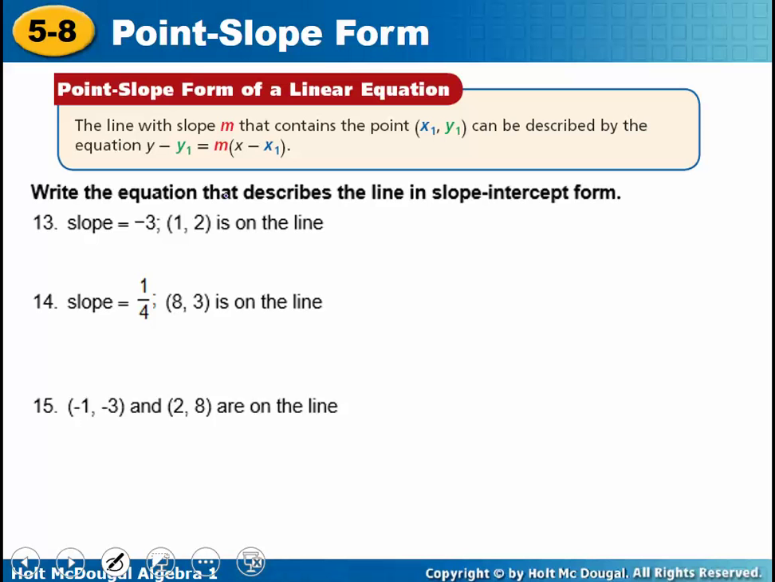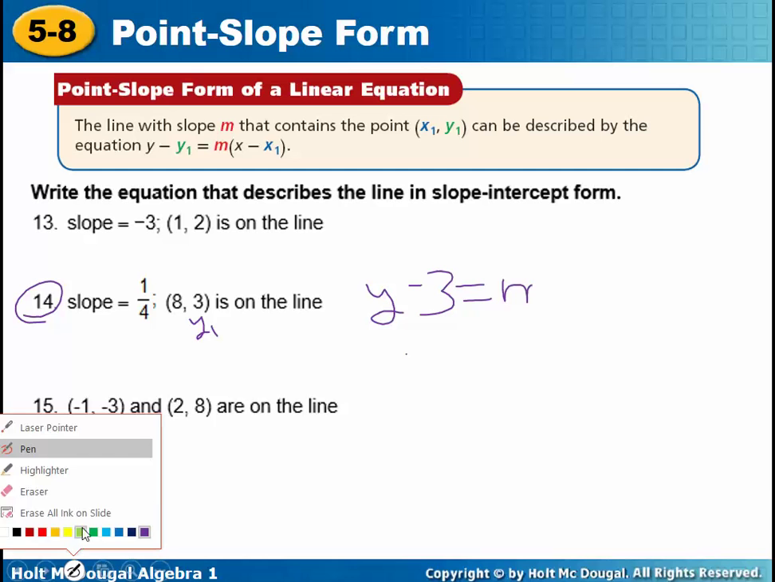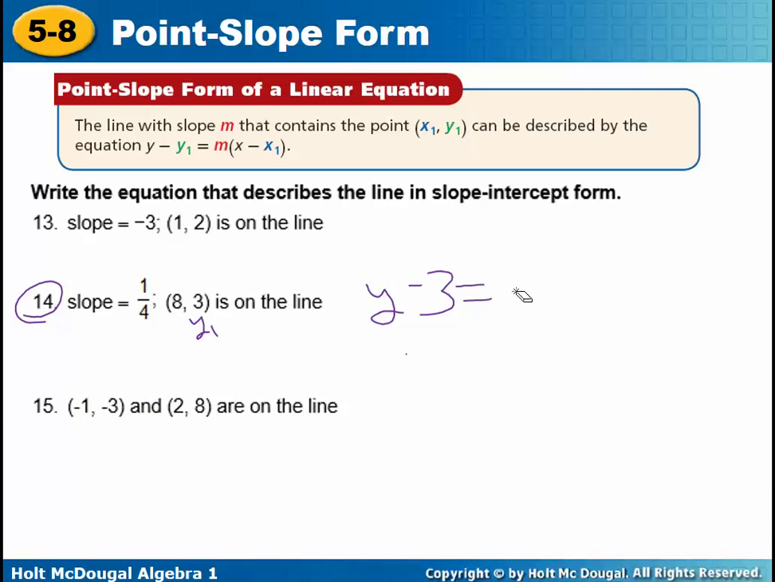Here's your examples from your worksheet, so you're going to do these same steps. Let's look at number 14 together. So again, we start by writing y minus y sub 1, that's our y sub 1 right here, equals, we start by writing this in point slope form. Oh, not m, let's put 1/4 in there. Erase that. So our slope is 1/4, times x minus 8.